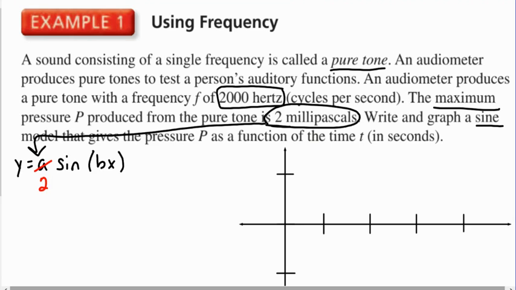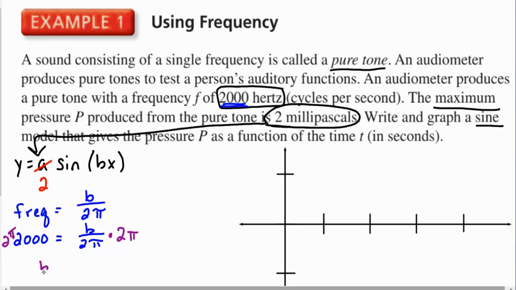In order to understand the frequency, the frequency is going to be B over 2 pi. We learned that in the last slide. So I just need to take this 2,000 hertz equals B over 2 pi, and then I can multiply both sides by 2 pi, and I find out that B is going to be 4,000 pi.